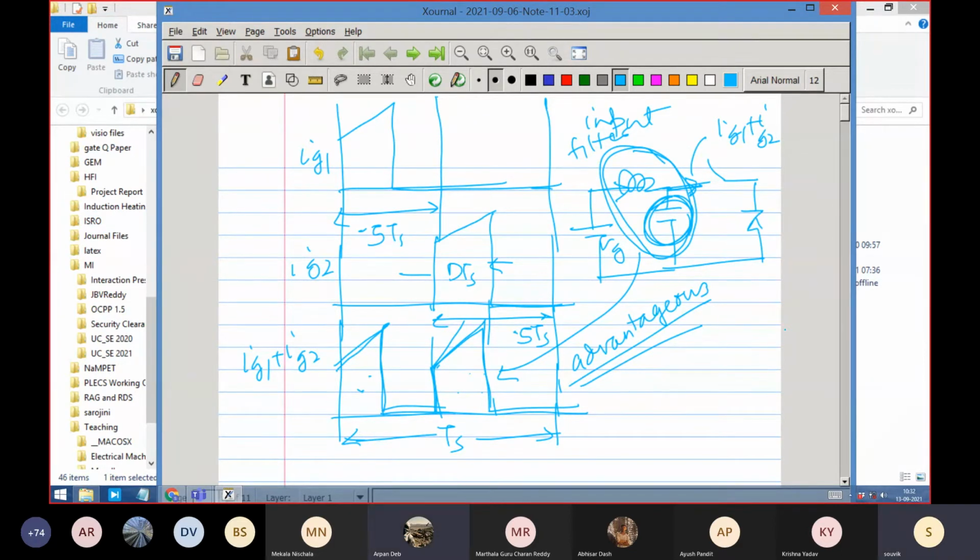So in this case, if one inductor goes into discontinuous mode, the other will also go into discontinuous mode, right? Yes. One will go into discontinuous mode, and the other one also will go into discontinuous mode.